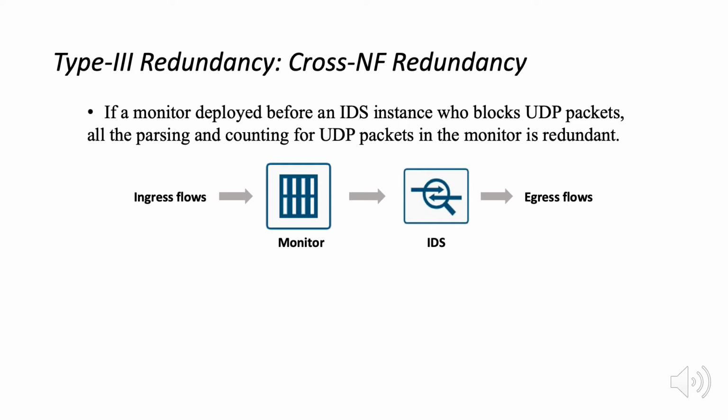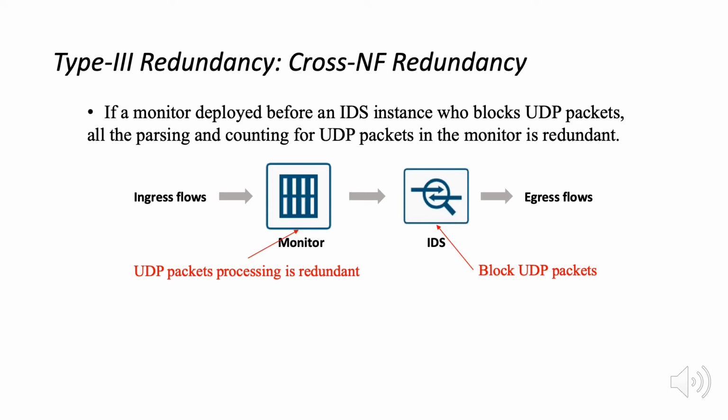The first two types are the intra-NF redundancy. We describe cross-NF redundancy as type 3. The computation of a previous NF may be redundant due to the configured rules of the latter. For example, if a monitor is deployed before an IDS instance that blocks UDP packets, all the parsing and counting for the UDP packets in the monitor is redundant.